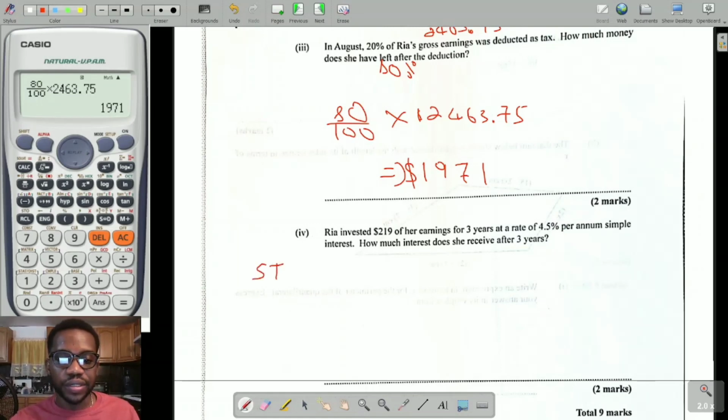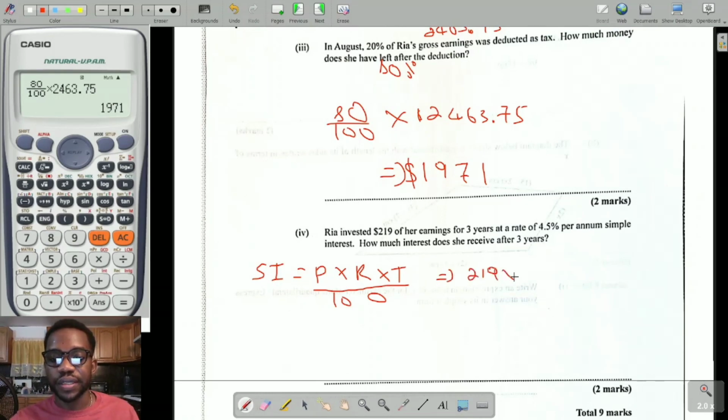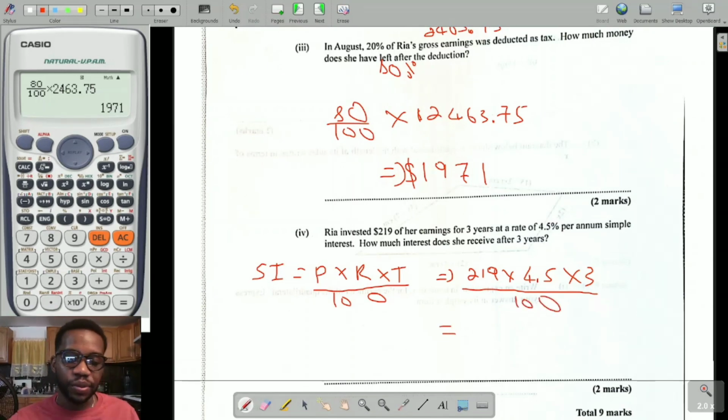The simple interest is equal to the principal multiplied by your rate multiplied by your time all over 100. In this question, the principal is how much was invested, which is 219. The rate is 4.5%, and of course the time is 3 years, all over 100. This is a nice question to just put inside your calculator and make it work for you.